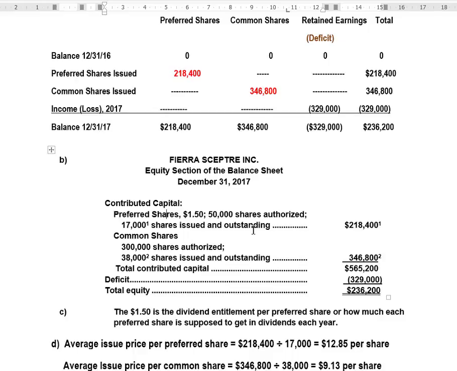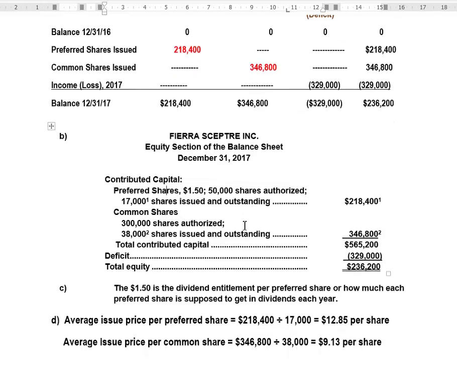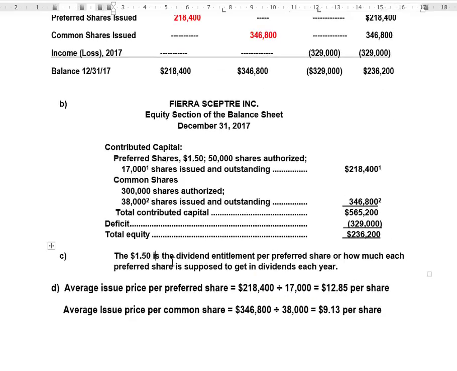Notice now in our question, they told us what the preferred share dividend was. The preferred share dividend is always stated next to the account preferred shares in the equity section of the balance sheet, if in fact you have preferred shares. In our case, we do. They stated the dividend was $1.50. And again, as part of the required, that $1.50 is the dividend entitlement to preferred shareholders once a dividend is declared. It's always stated on a per share basis, and unless it's stated otherwise, that $1.50 is an annual dividend. So we stated the $1.50 annual preferred share dividend.